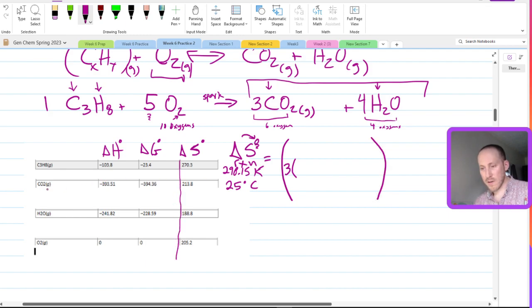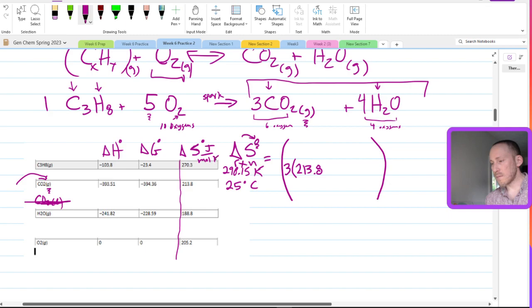And again, let's be careful. What if they gave us the liquid one too? They probably did. What if you accidentally got the CO2 liquid value that was right under on the table? You'd be wrong. So just be so careful. I've made this mistake so many times too, the one I'm warning you about. So just be careful about that. We are going to get 213.8. And again, this is going to be joules per mole Kelvin. Whereas this is kilojoules per mole. This is kilojoules per mole. Just remember that as well.